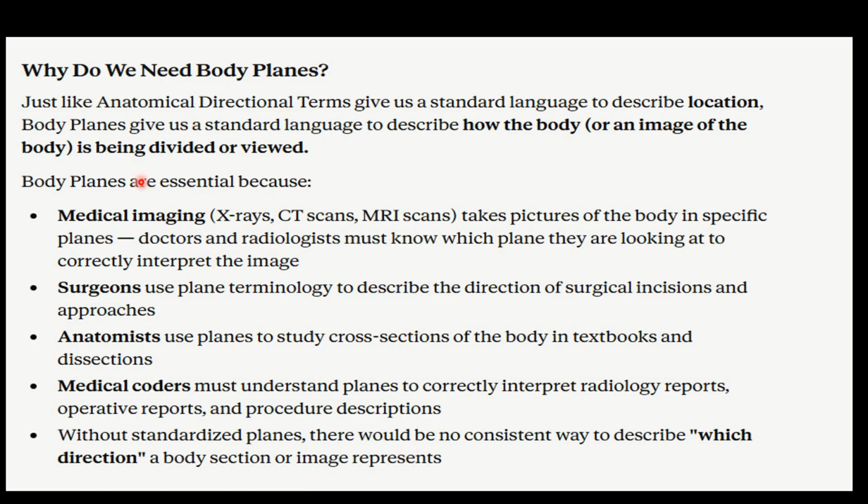Clear? So I think this entire information provides you the answer to the question, why do we need body planes? This is one of the interview questions they might ask you, so be prepared for it.